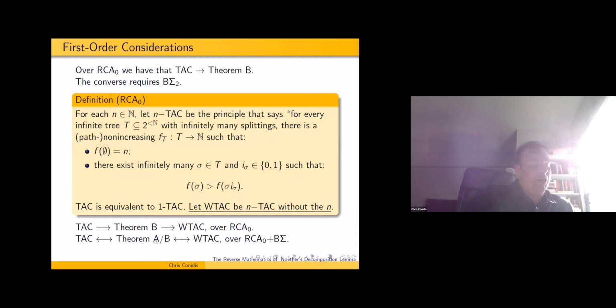But they are all equivalent, and theorem A is in there too. Theorem A is a little bit trickier. Theorem A is also equivalent to the tree anti-chain theorem and the weak tree anti-chain theorem over RCA0 plus BΣ2. The one thing I will say about theorem A is that the proof is a little trickier for theorem A.